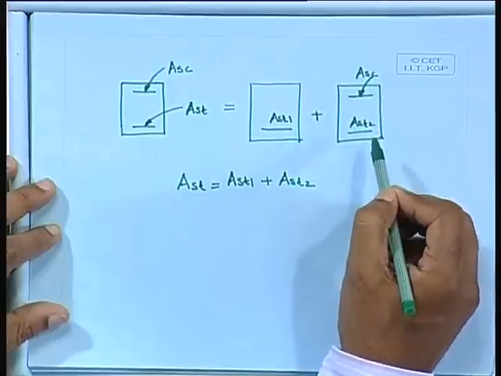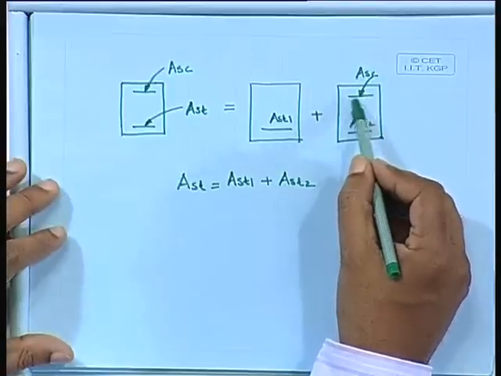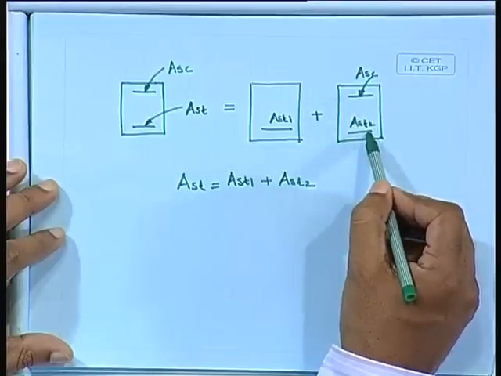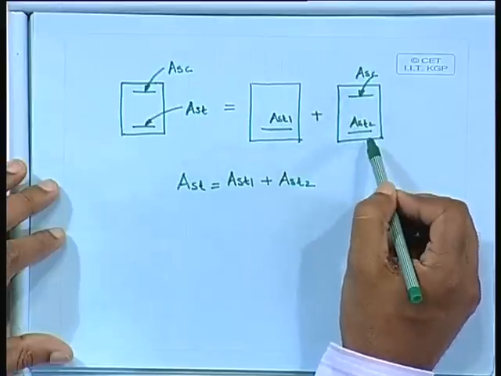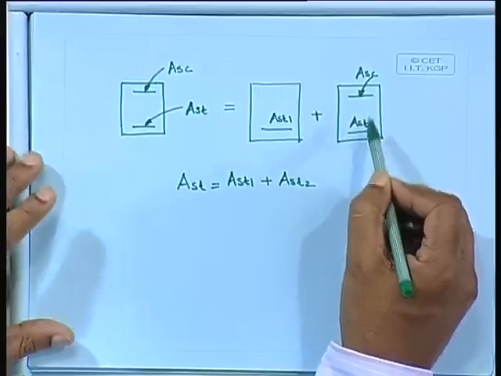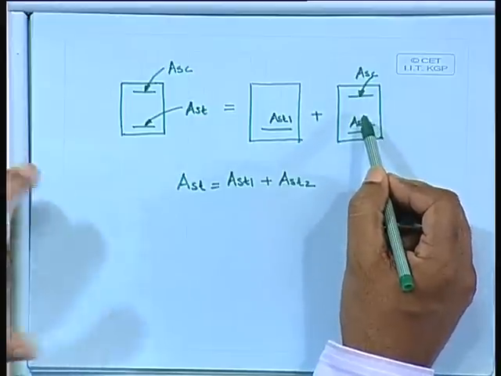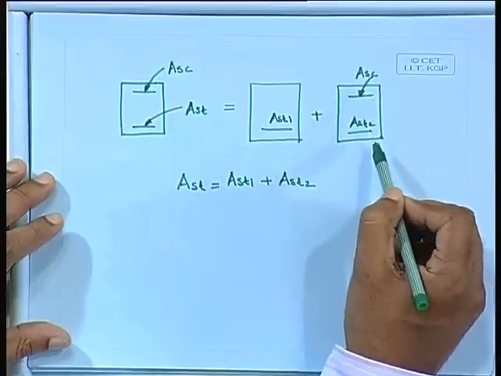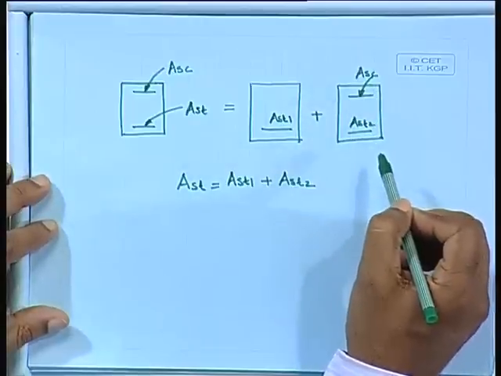ASC and AST2 cannot be equal, because the strain in the top portion and the strain in the bottom, or in other words the stresses, are different on the two sides. Stresses here and stresses in the bottom are different. The forces are equal, because that is supposed to be in equilibrium, but not necessarily ASC and AST2 will be equal, because stresses are different in two different zones.